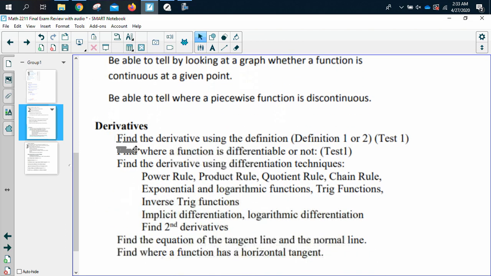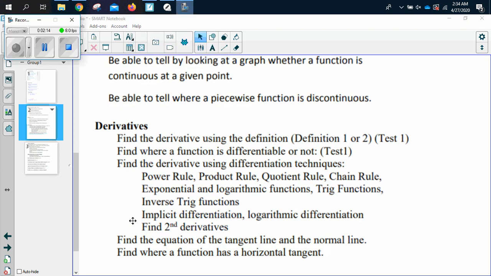Derivatives: find the derivative using the definition, either one or two. Remember the limit definition. Find where a function is differentiable or not differentiable. That was also in test one. And then find the derivative using all the differentiation techniques that we've had: the power rule, the product rule, the quotient rule, the chain rule, exponential and log functions, trig functions, inverse trig functions, implicit differentiation, logarithmic differentiation. Find second derivatives, and find the equation of the tangent line and the normal line.